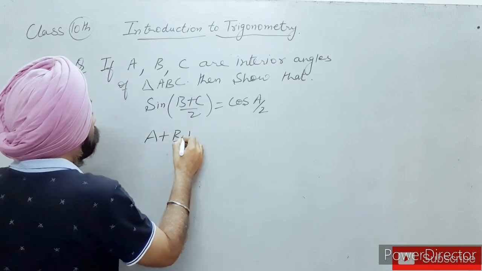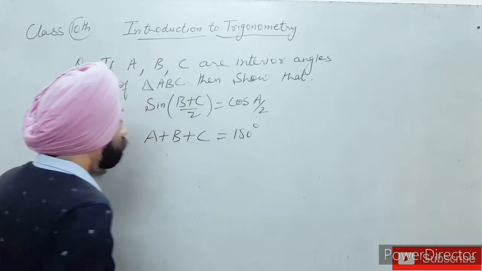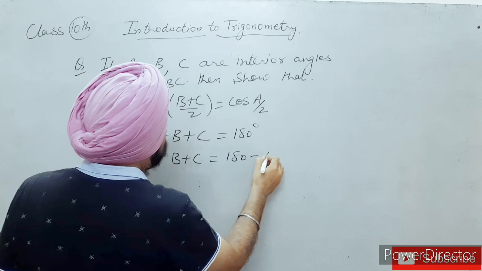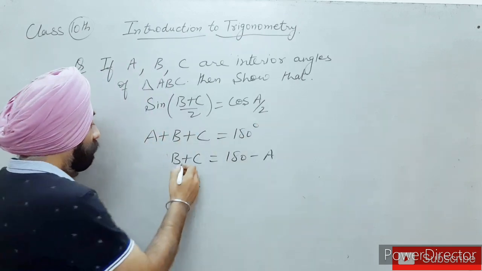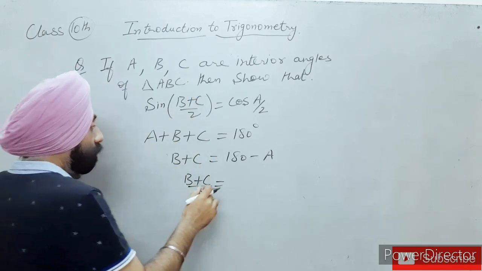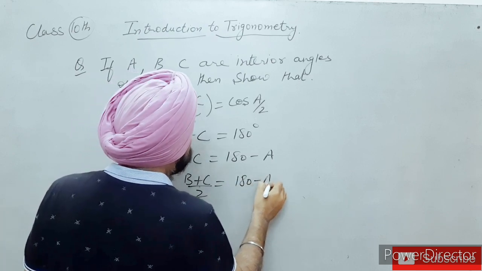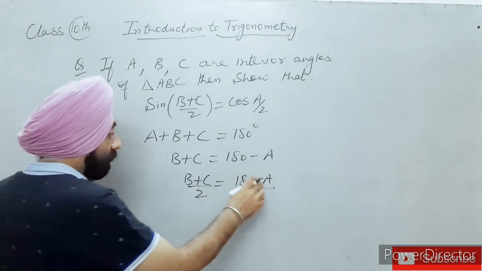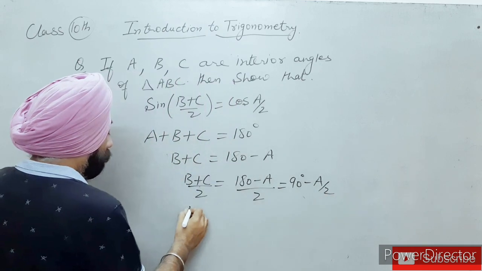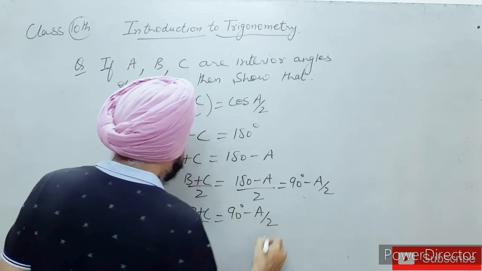That means A plus B plus C, the angle sum property, is equal to 180 degrees. Keep B plus C on one side. I can write it like this, shifting A to the right hand side and dividing both sides by 2, because I need (B plus C) by 2 and A by 2. 180 minus A divided by 2. I can write this right hand side as 90 degree minus A by 2. So I get (B plus C) by 2 is 90 degree minus A by 2.